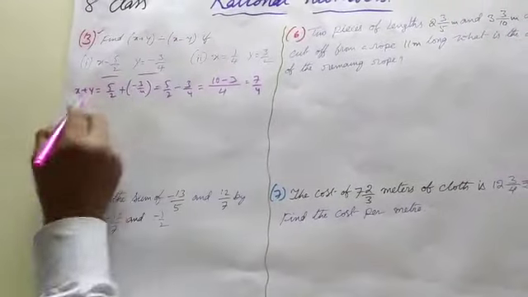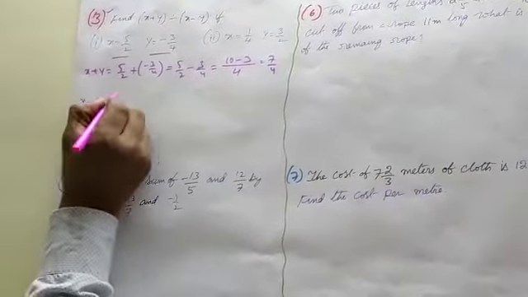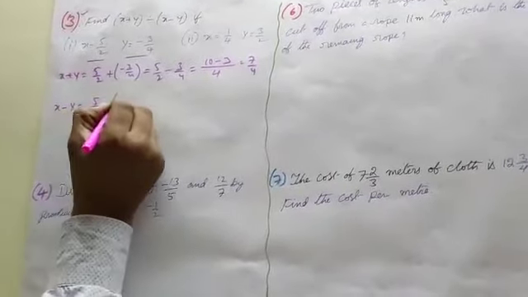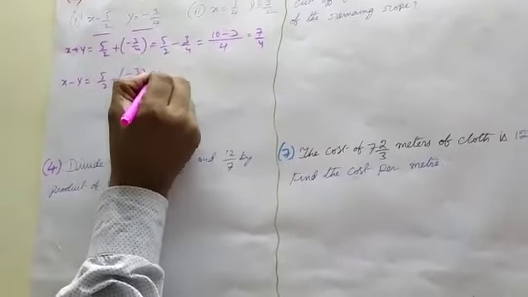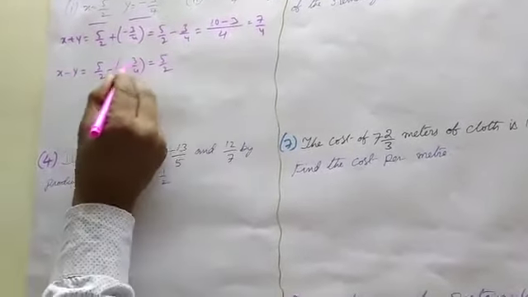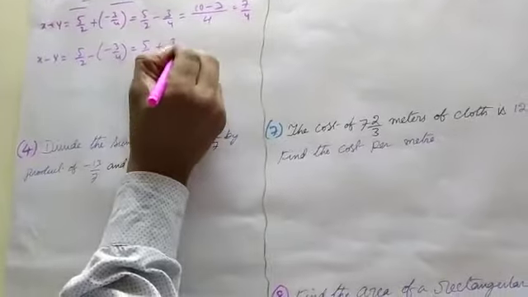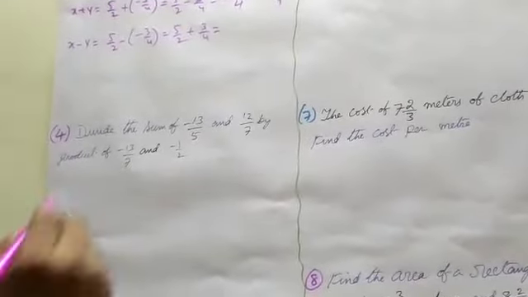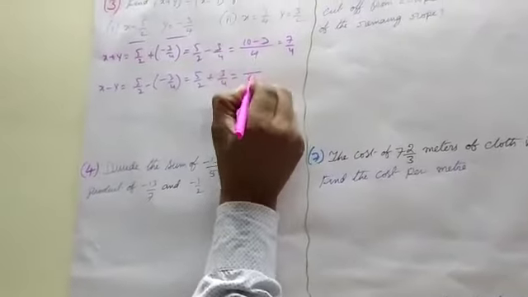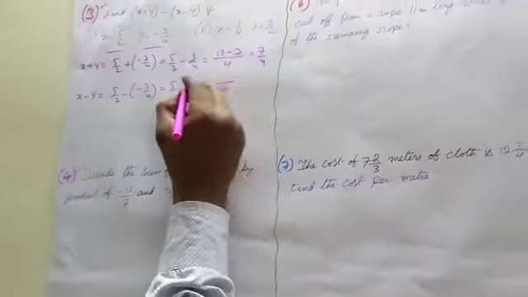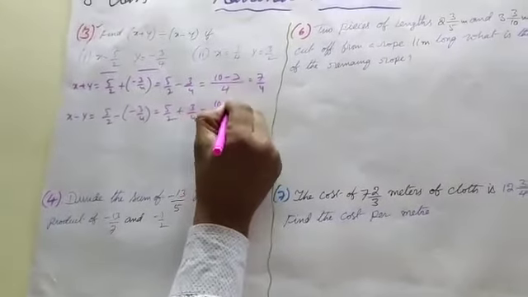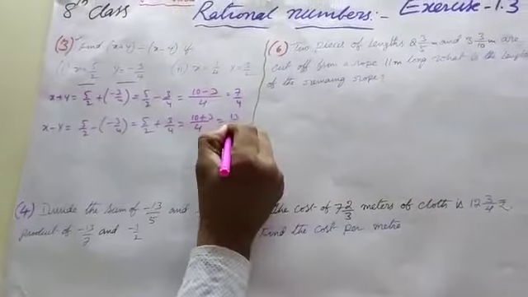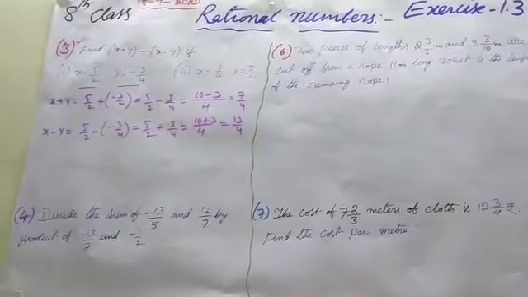Next, you find x minus y. x minus y is equal to 5 by 2 minus of minus 3 by 4. That means 5 by 2 minus into minus, plus 3 by 4. What is the LCM? Same, 4. Therefore, 4 divided by 2 is 2, 2 into 5, 10 plus 3. That is equal to 13 by 4.